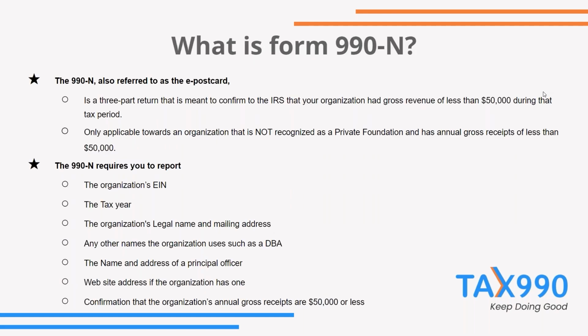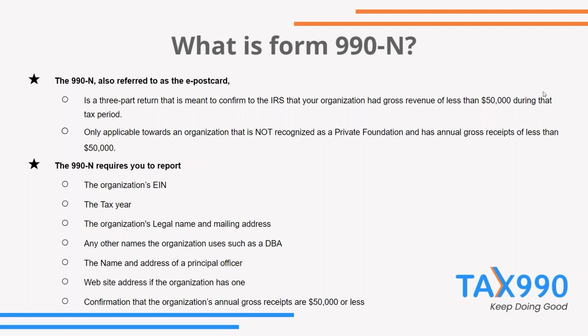So in 2019, the IRS mandated the e-filing of all 990 series returns. This includes the 990N. The 990N is also referred to as the e-Postcard. It's a very short 3-part return that is meant to confirm to the IRS that your organization had gross revenue of less than $50,000 during the tax period.